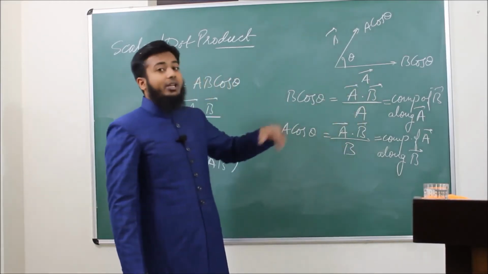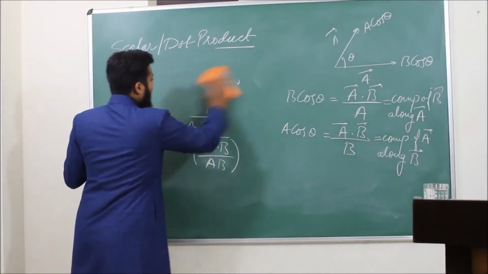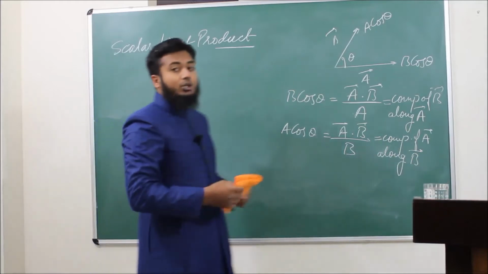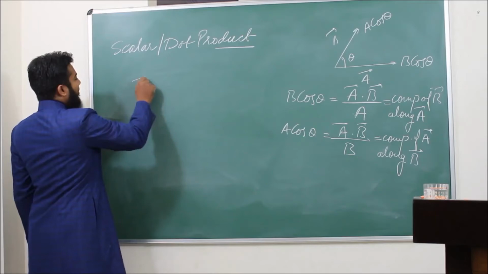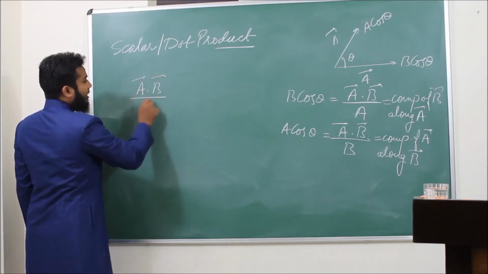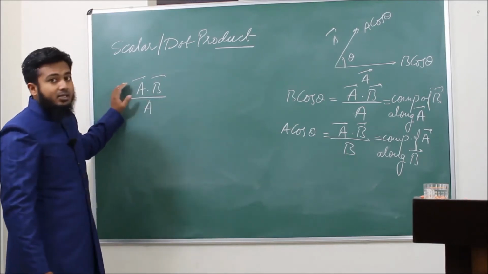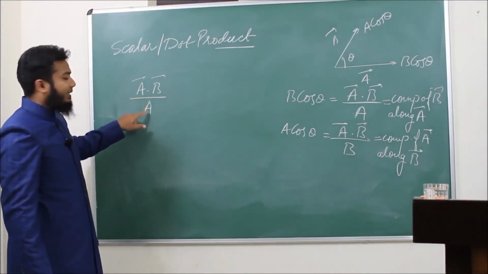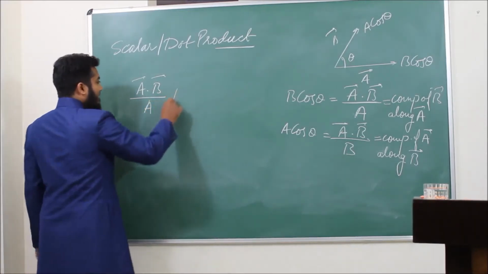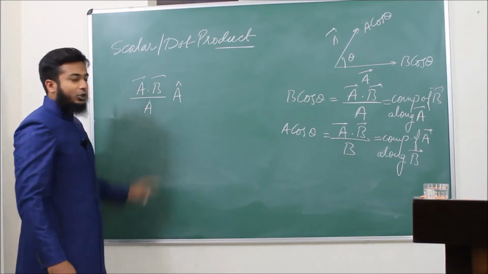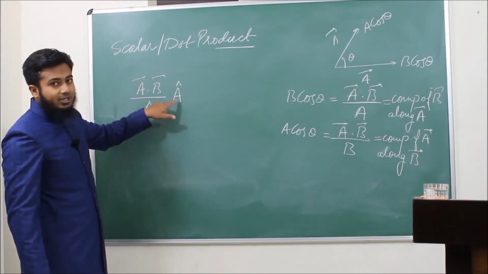And if I want to make it a vector, then what to do? So last time we have seen that unit vectors are used to indicate the direction. So if I want to make this number A dot B upon A vector, remember what is this? This is component of vector B in the direction of A. So you have to put the direction of A here, that is unit vector A. So this makes the whole thing a vector quantity. This is the magnitude, and this is the direction.